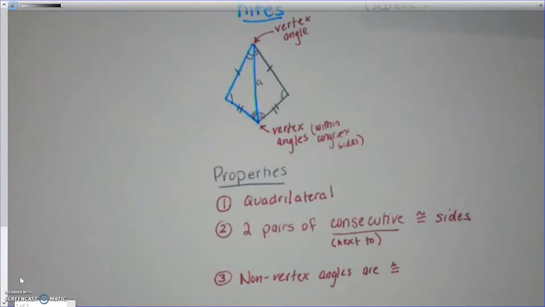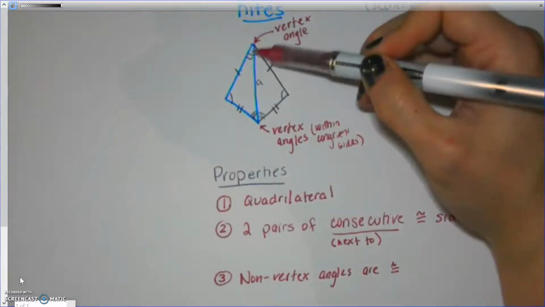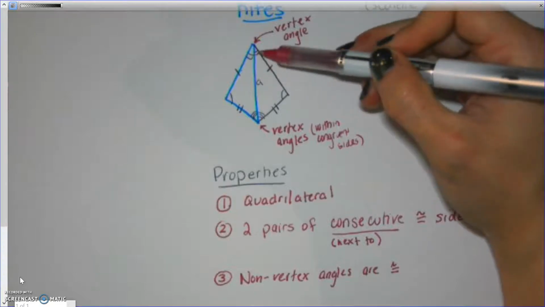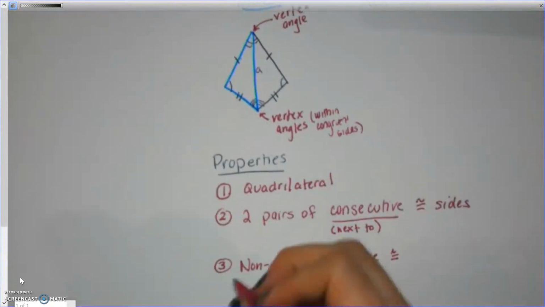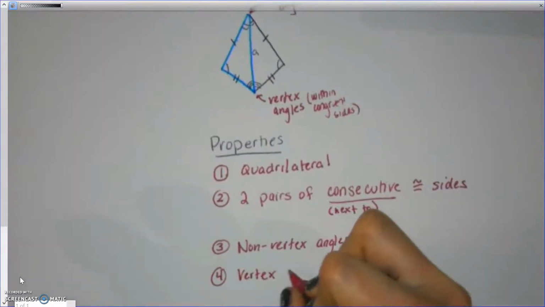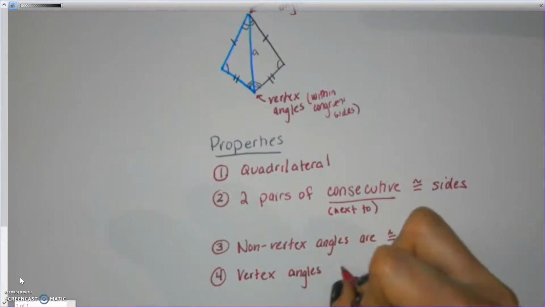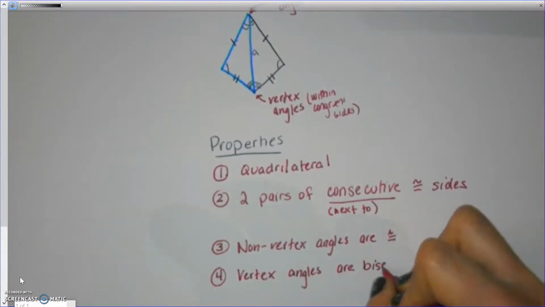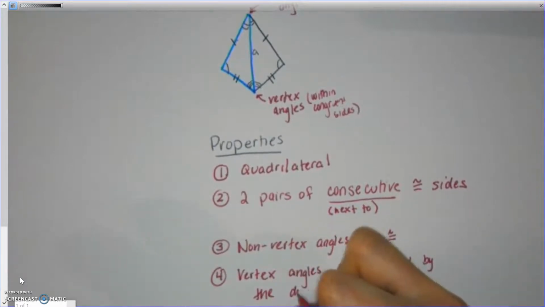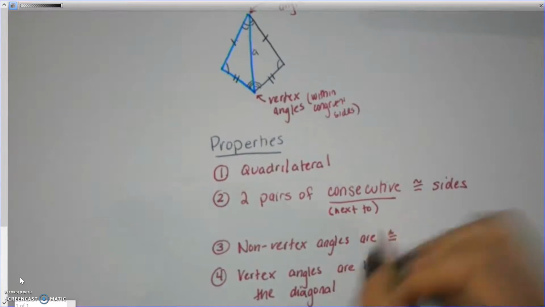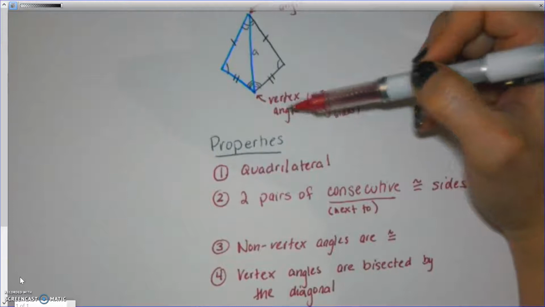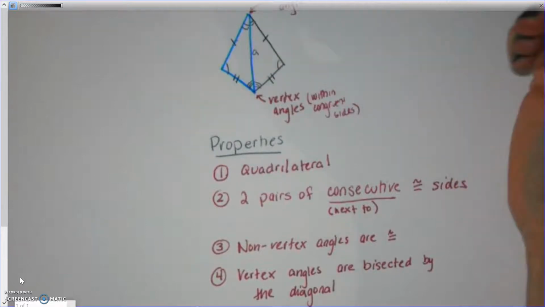Now let us also think about our vertex angles. If we notice, because we reflected that triangle, these two parts of that vertex angle are congruent. So we could say that our vertex angles are bisected by the diagonal. Once again, we call this line a diagonal because it goes from vertices that are not adjacent to each other, not next to each other.